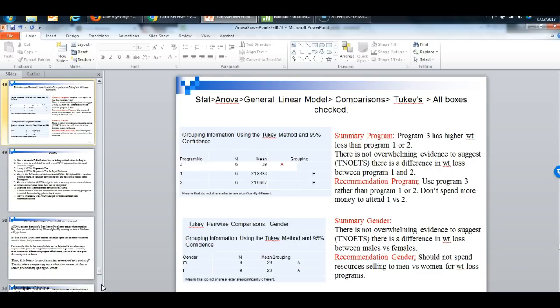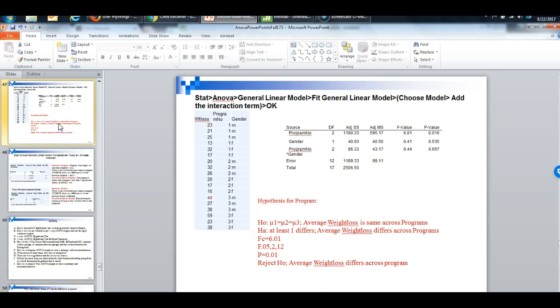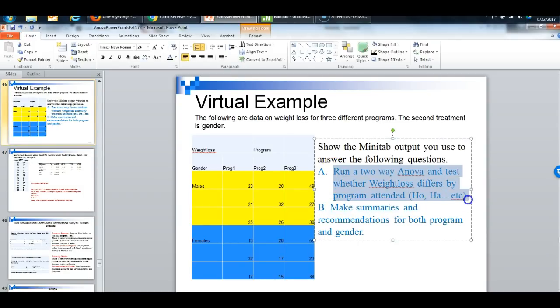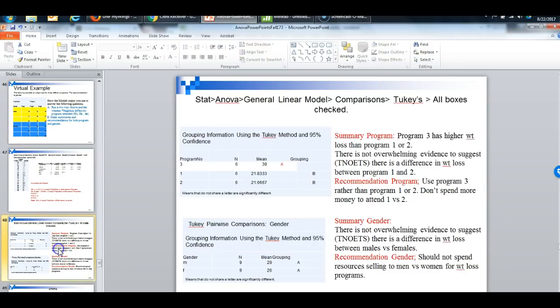So if we were going to do a summary of program, let's remember what the question was. It says run a Two-Way ANOVA and test weight loss differs by program. So we did that hypothesis. Now what we need to do is make summary and recommendations for both program and gender.